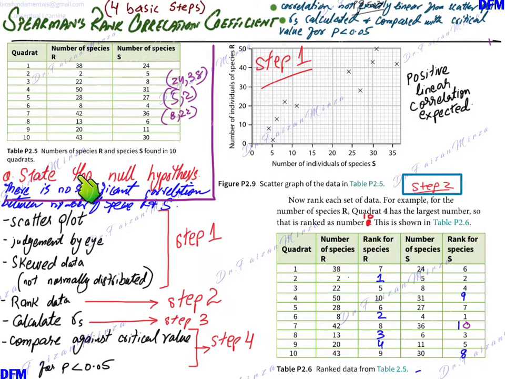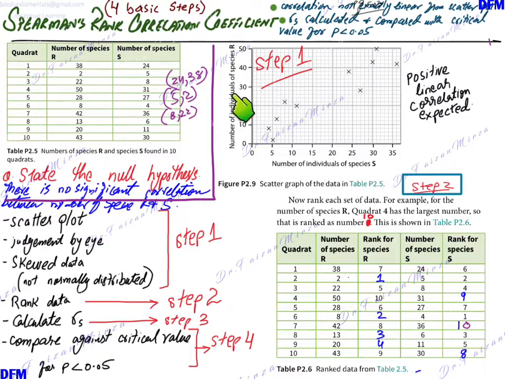In this case, what would be the null hypothesis? If I ask you, the null hypothesis would be that there is no significant correlation between number of species R and species S. We'll always use the statement, we'll begin the statement with there is no significant. And since this is the statement of correlation, we'll state that there is no significant correlation between number of species S and number of species R.